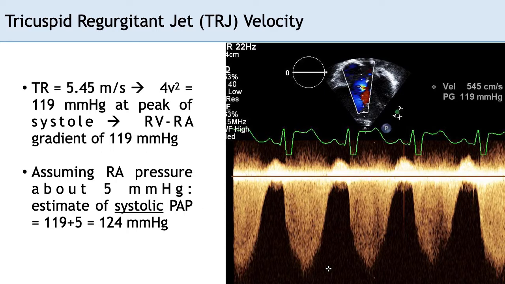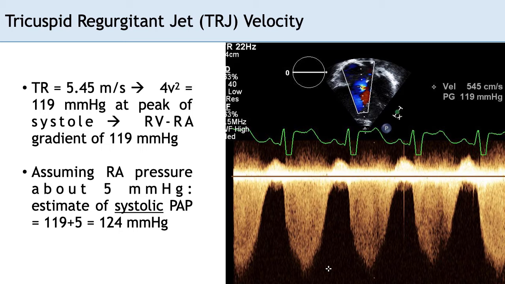So in that particular example, if you take a velocity of 5.45 and put it in the Bernoulli equation, it gives you an RV-RA gradient of 119 millimeters of mercury. We assume here that the RA pressure is about 5, which gives you an estimate of 124 millimeters of mercury of systolic pulmonary arterial pressure. That's assuming that you don't have a pulmonary stenosis or a pulmonary embolus that's blocking the outflow tract.